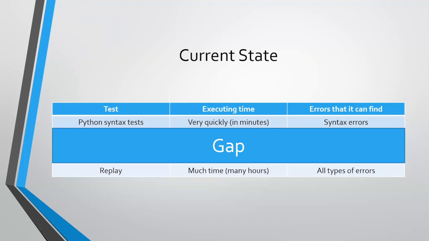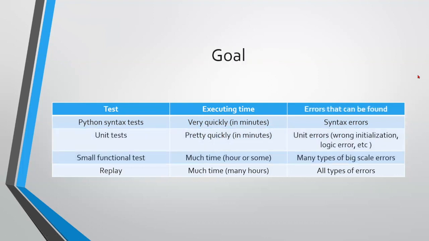So we have this gap between those tests. They are very different in scale. One is very quick in execution and doesn't require much power, and the other is very heavy, very consuming in time and computing power. And we want to remove this gap by developing unit tests and small functional tests.